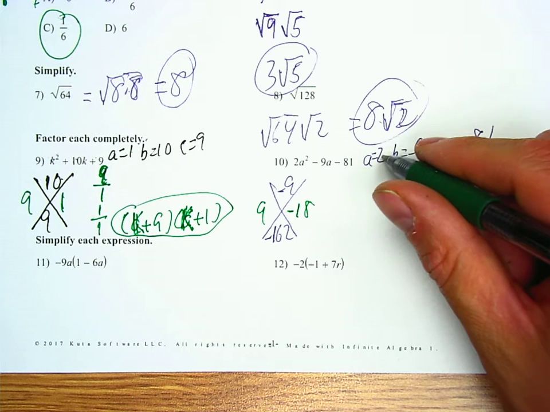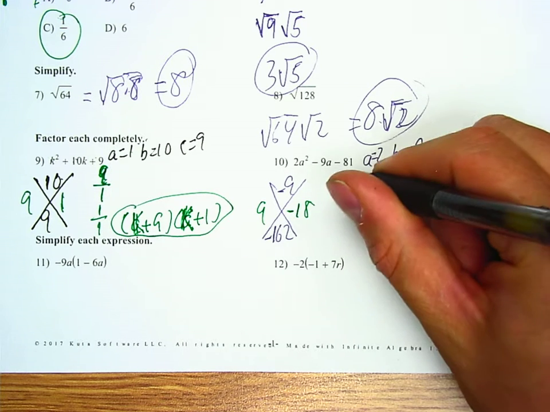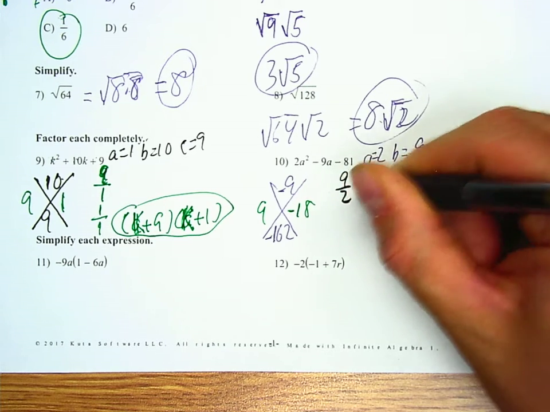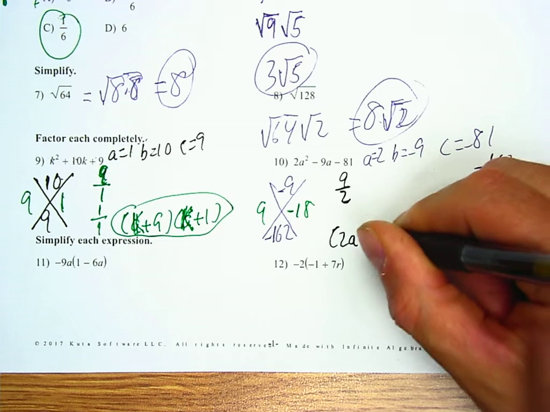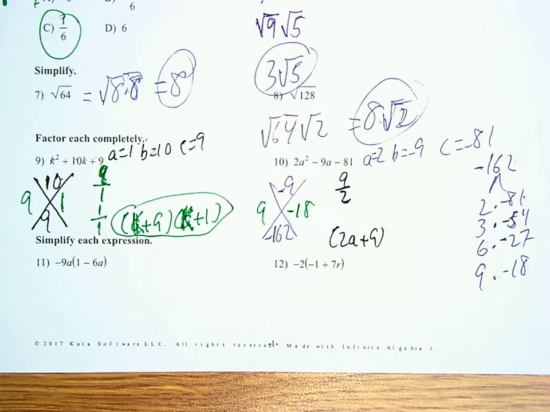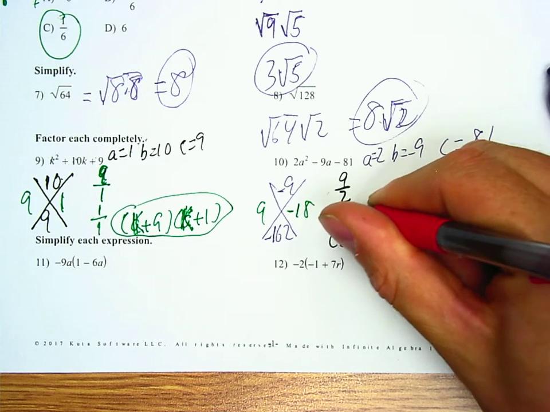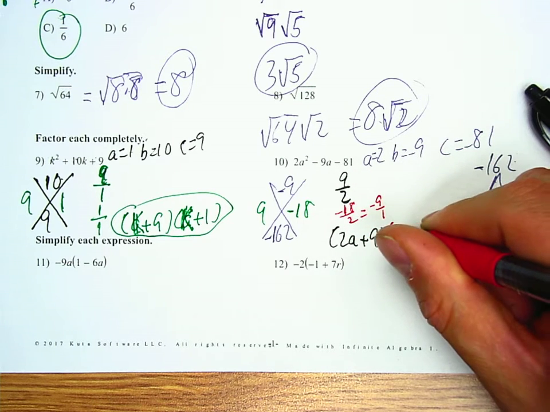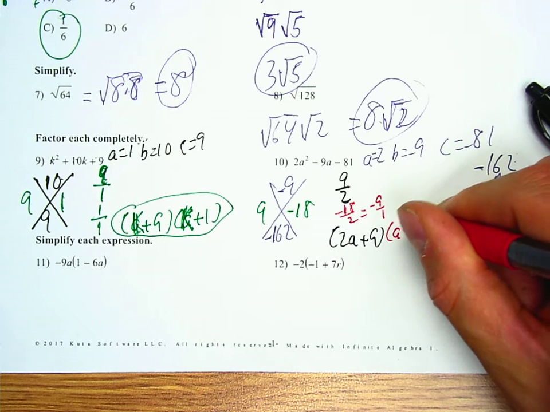Now again, because A was not 1, I'm going to divide both of these by the 2. So 9 divided by 2, so that is my first factor. That doesn't reduce, so that's 2A plus 9. And then the other factor here is negative 18 divided by 2, which does reduce. It makes negative 9 over 1. So my other factor is A minus 9, not 2A minus 18, because again, that reduced.